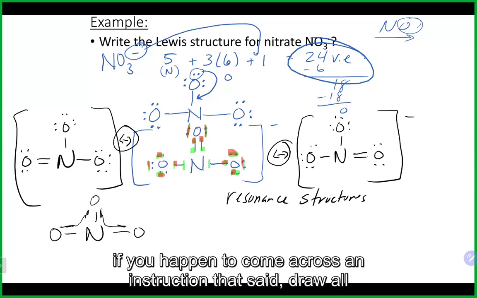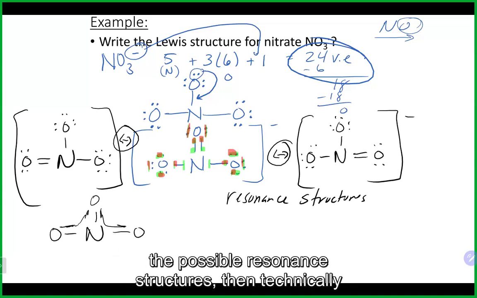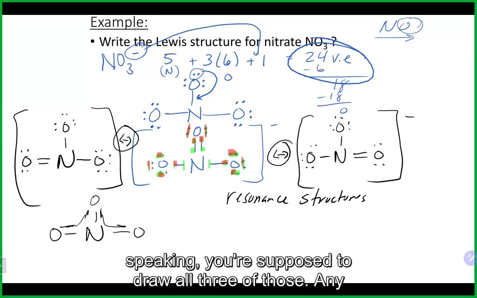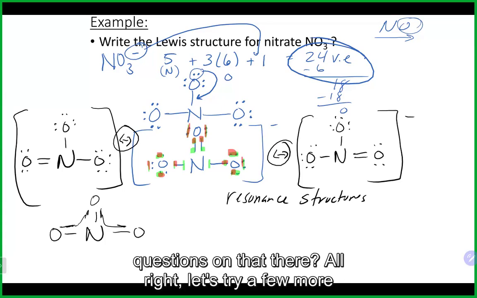But again, if you happen to come across an instruction that said draw all the possible resonance structures, then technically speaking, you're supposed to draw all three of those. Any questions on that there?